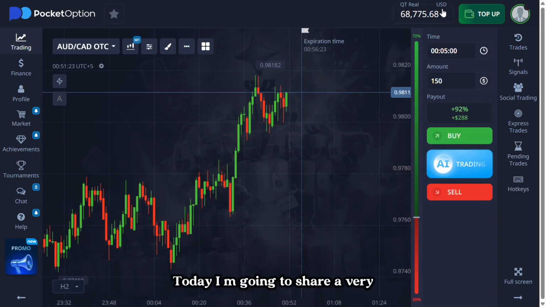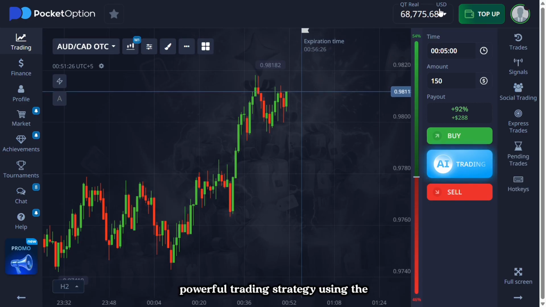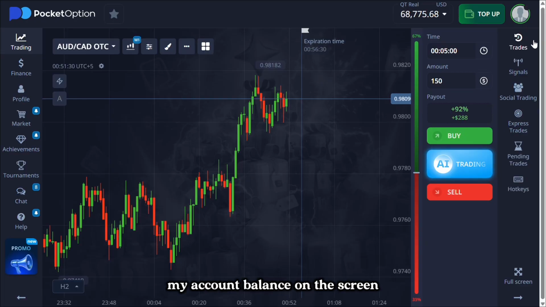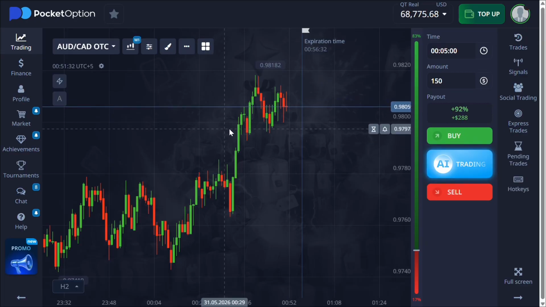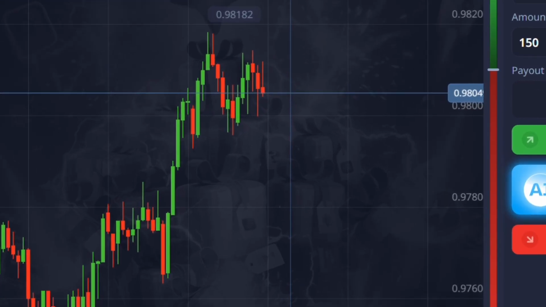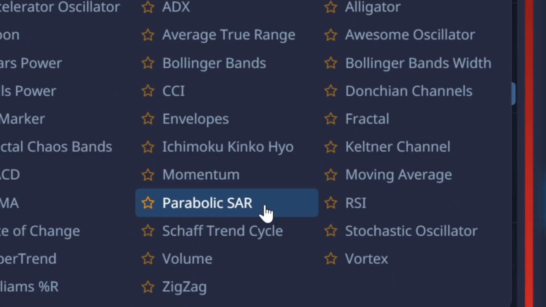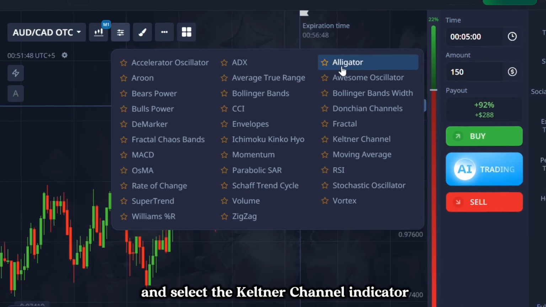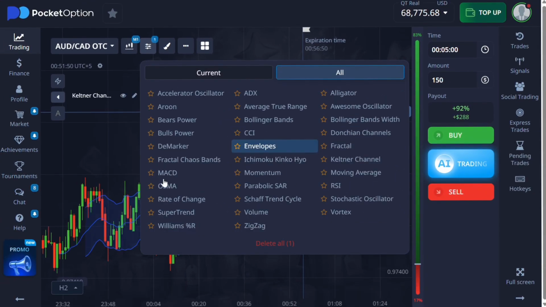Today I'm going to share a very powerful trading strategy using the Keltner Channel Indicator. First of all, you can see my account balance on the screen. Now let's open the indicator section and select the Keltner Channel Indicator.